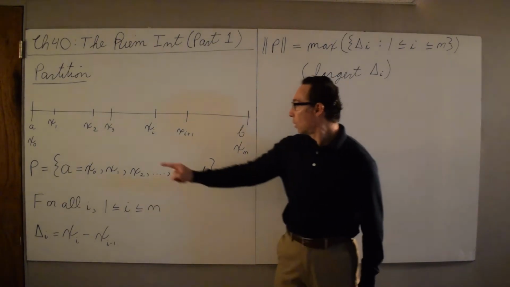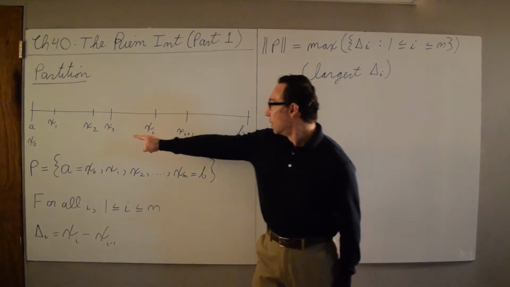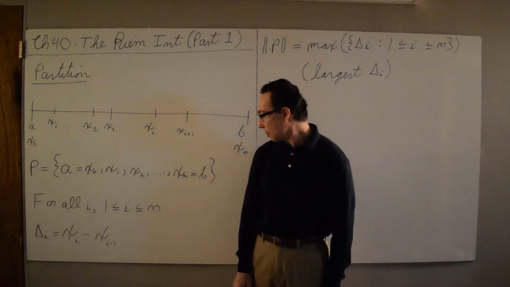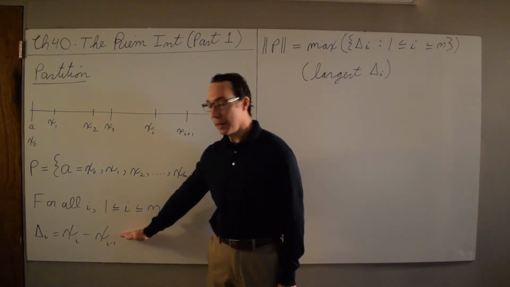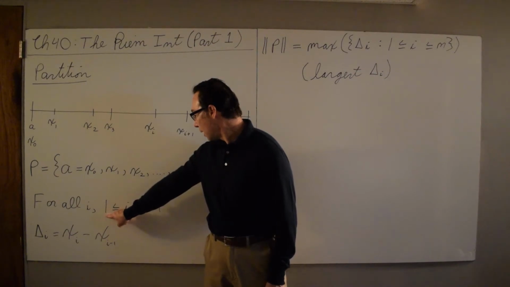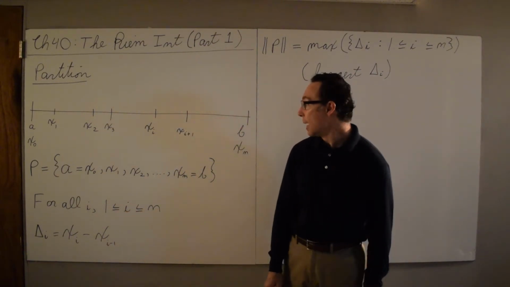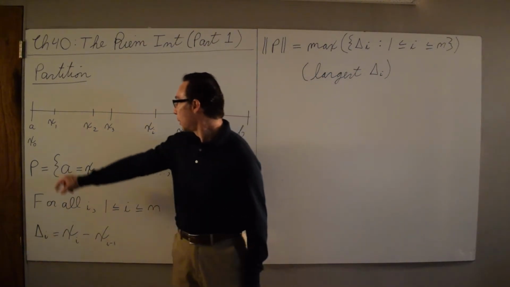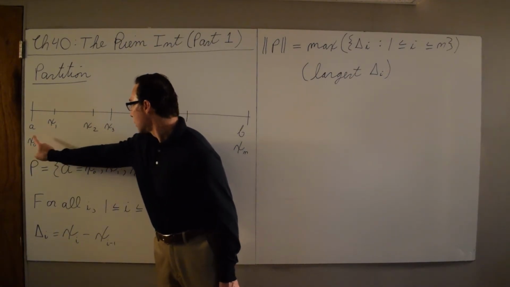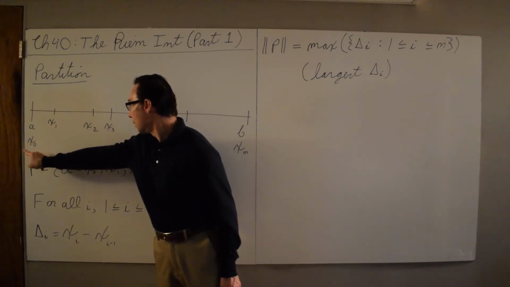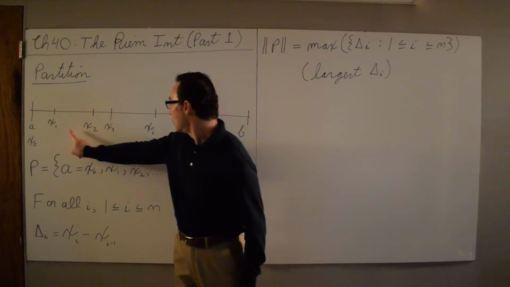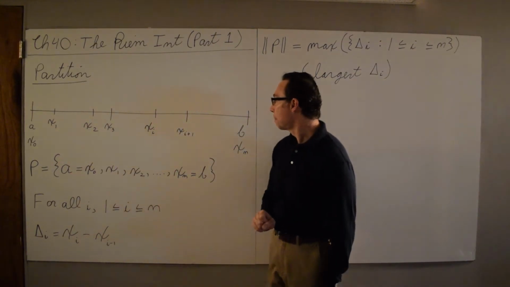Now, we look at the distance here from one point to the next, and we call that delta sub i. So delta sub i is x sub i minus x sub i minus 1. We define that for all i between 1 and n. So for example, delta sub 1 is the distance between x sub 1 and x sub 0. So this is x1 minus x0, that's delta 1. Delta 2 is this distance, x sub 2 minus x sub 1.